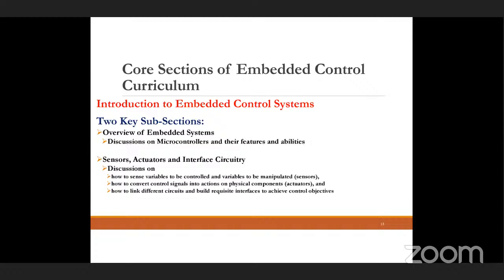The second key subsection is the issue of sensors, actuators, and interface circuitry. Now, when you are controlling something, you have to sense what you are controlling. A simple illustration is when you send somebody on an errand. You can decide that that person will not give you any feedback, let me use that word. But then it is risky. What if the person goes out and never comes back?